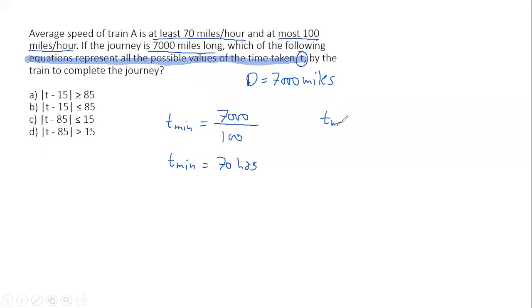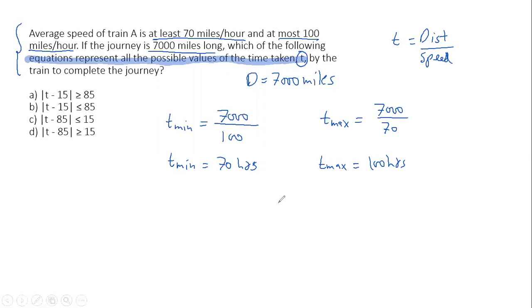Similarly, if I go for the maximum time taken by the train, now common sense, if I want the time to be maximum, the train should go with the minimum speed. Now the minimum speed here is 70 miles per hour. And I know, guys, time is nothing but distance over speed. So from here, I'll get the maximum time as 100 hours. So do you realize the objective of this word problem was to give you the range of time? So I can clearly see the time will be greater than or equal to 70 and less than or equal to 100. So it will be at least 70 hours and at most 100 hours.